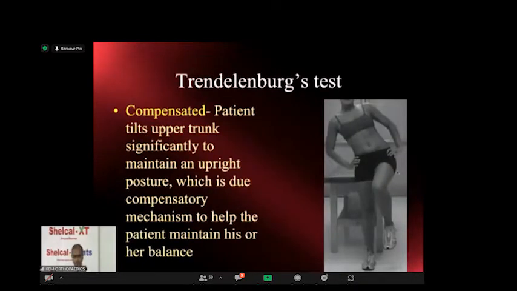This is what is known as the compensated Trendelenburg test. Sometimes the patient tries to stand on one leg and tilt like that. So the patient tilts the upper trunk significantly to maintain the upright posture, which is due to a compensatory mechanism to help the patient maintain his balance. So this is not a true Trendelenburg positive or negative. So this is a compensated Trendelenburg test.